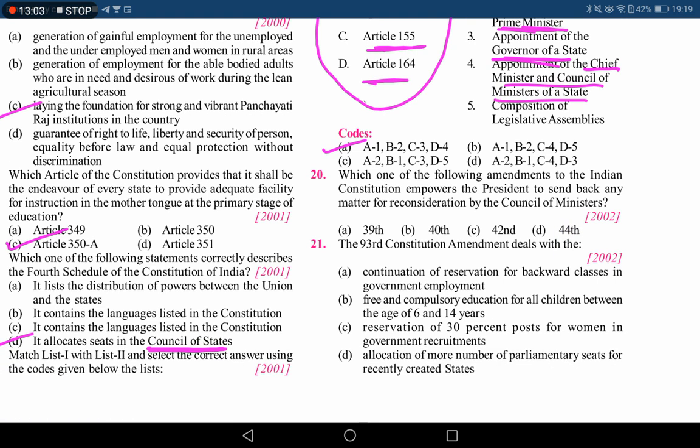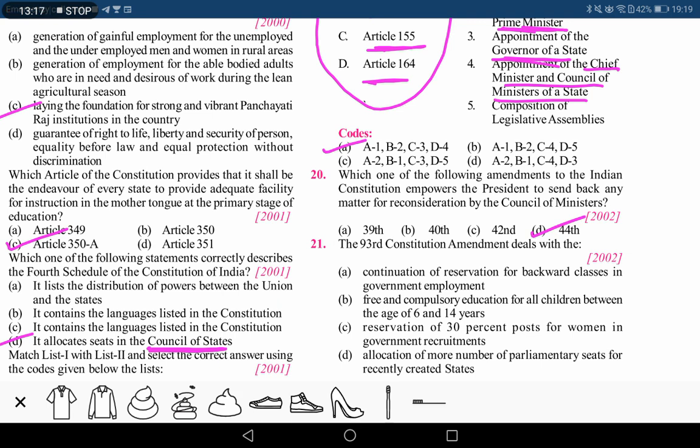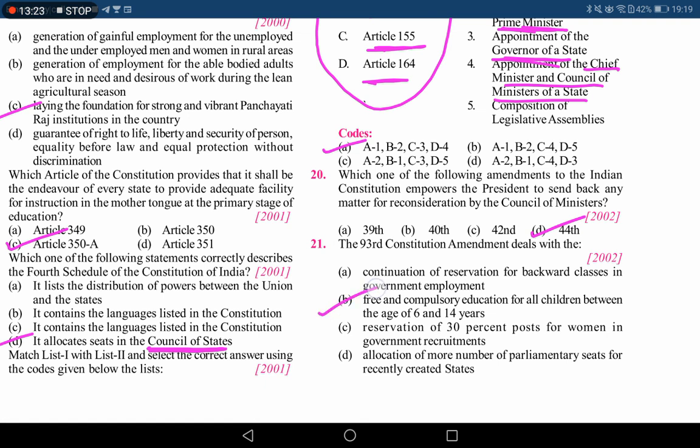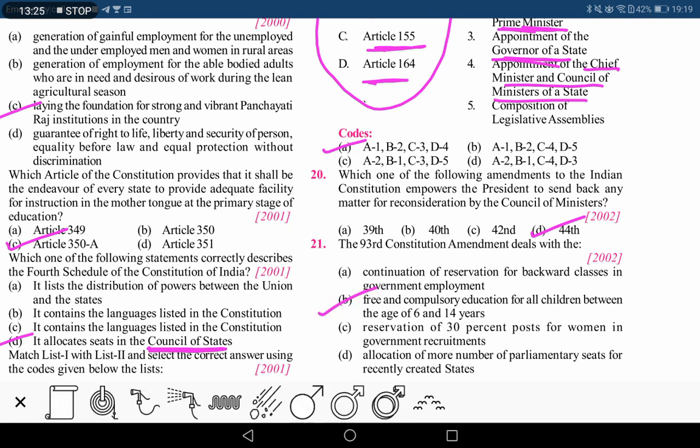Okay, talking about question number 20. Which of the following amendments to the Indian Constitution empowers the President to send back any matter for reconsideration by the Council of Ministers? So this is the 44th Constitutional Amendment. Okay. Finally, question number 21, the last question for the day. 93rd Constitutional Amendment deals with what? So it is dealing with free and compulsory education for all children between the age of 6 and 14 years. Option B is the correct answer.